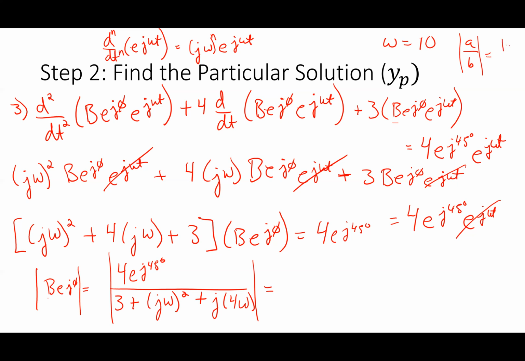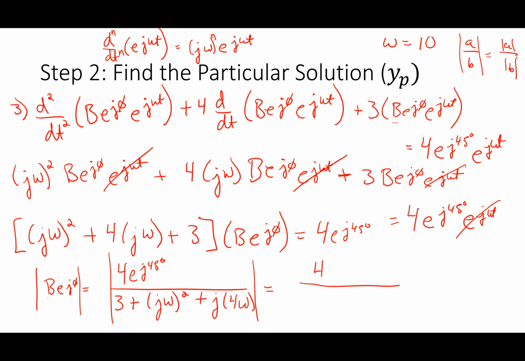Yep, magnitude of a divided by the magnitude of b, like that. Okay, so what's that going to be in this case? What's the magnitude of the top? So 4. I think the e to the j whatever screws you guys up, right? If I say 4e to the j 45, that's basically 4 with an angle of 45 degrees. So if I say, what's the magnitude of 4 with an angle of 45 degrees? What's that magnitude? 4, right? So on top, I get a 4.